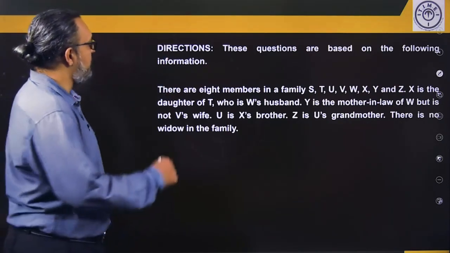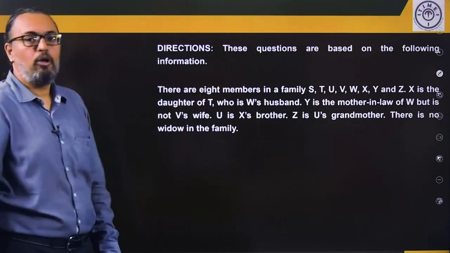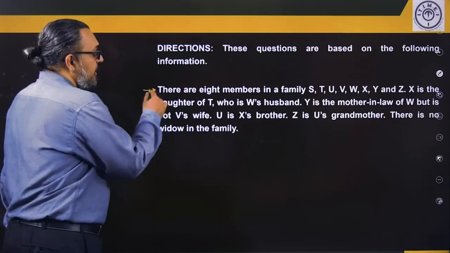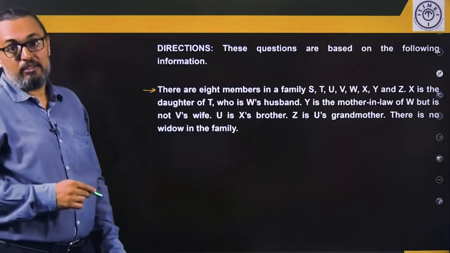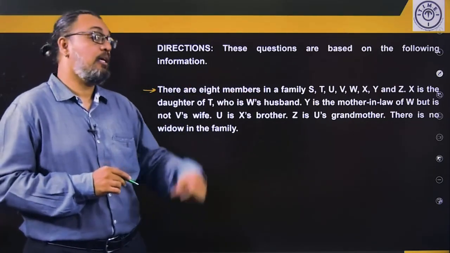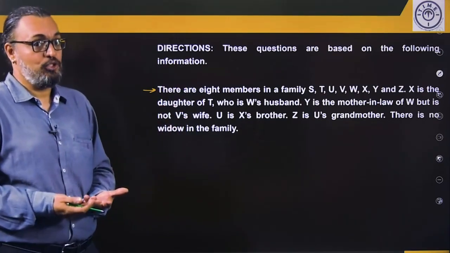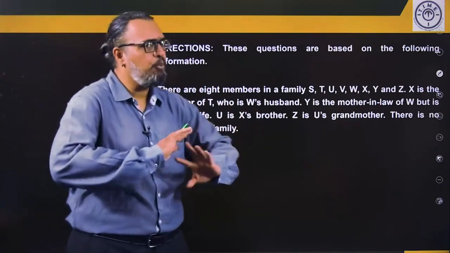Now, next we have, again, questions based on the following information. So, he says there are 8 members in a family. So, now he is giving you how many members are there. Earlier, we did not have that instruction. Okay. But the approach is the same.